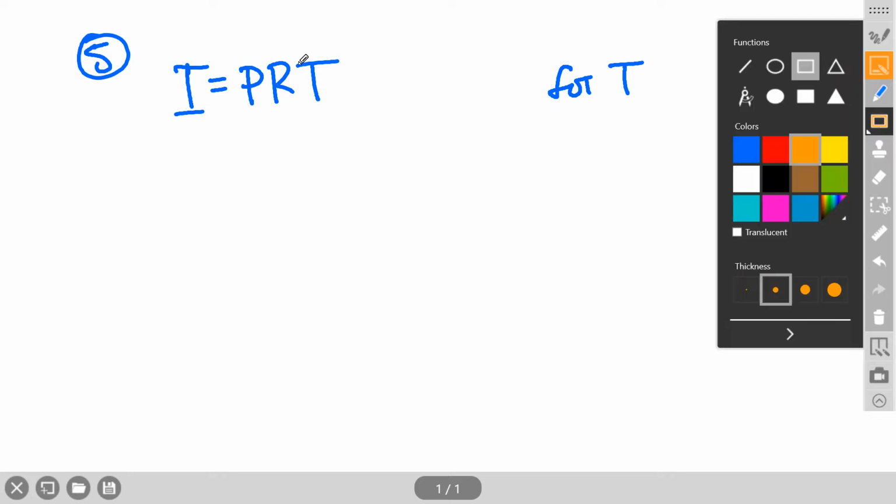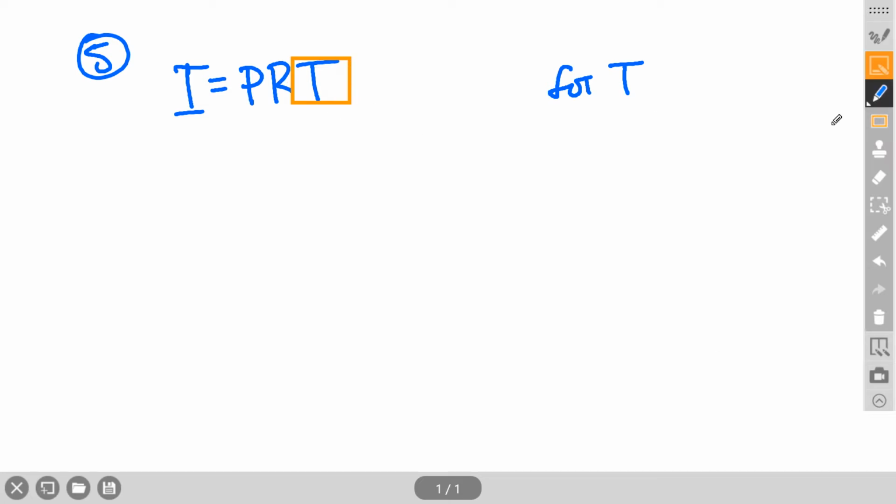Number 5 is a literal equation. It says, consider the literal equation I equals PRT. And we want to solve this literal equation for t. So first we identify t. T is right here, and it's on the right side of the equation. Now, there's only one term on the right side, this PRT. That's the only term on the right-hand side. There's no additional terms over here that I have to move to the left side.